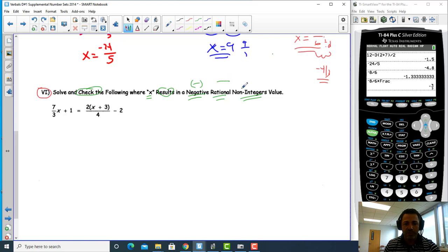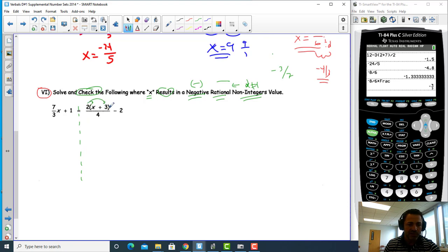Rational means fractional. Non-integer means the denominator, let's call this d for denominator, will not equal 1. So we're hoping for something like negative 3/7. When we go to solve, ladies and gentlemen, my preference is that you would put up a fence. You'd separate the expressions. My hope is that you would choose to double the denominator x plus 3.